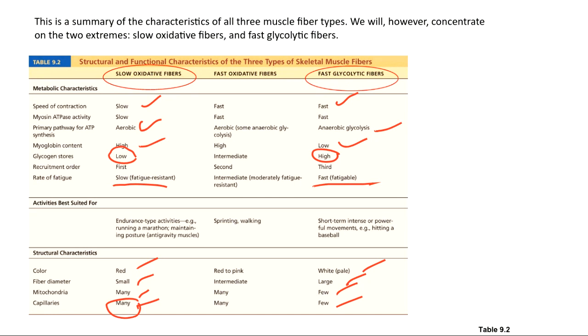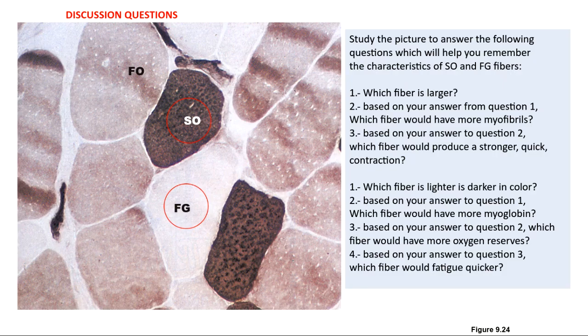The slow oxidative are adapted for endurance activities. The fast glycolytics are adapted for short-term intense power exercise like weightlifting. So hopefully this helps to remember what is what, and if you just remember the picture, hopefully that can lead you to all of the characteristics of each of these two fibers. Okay.